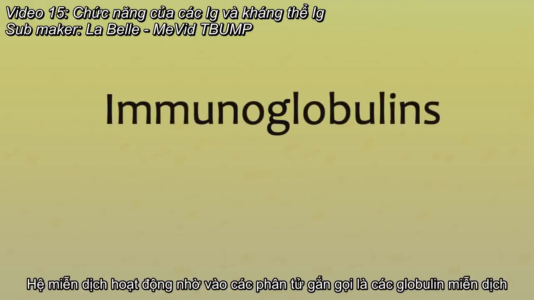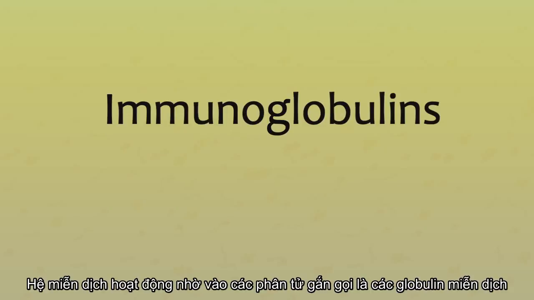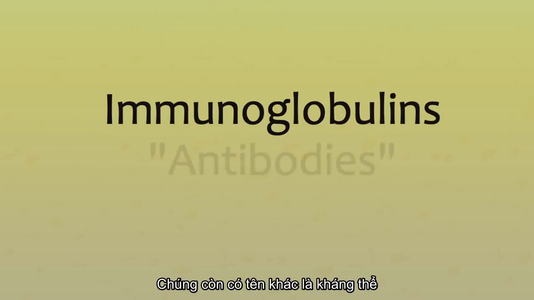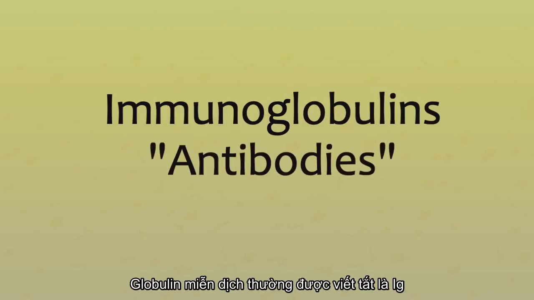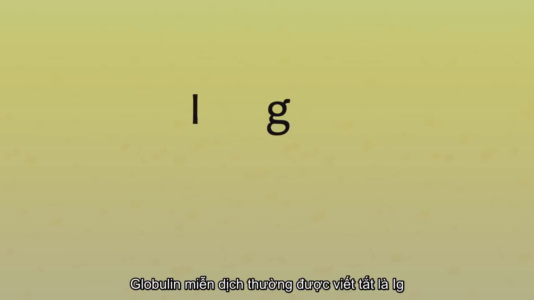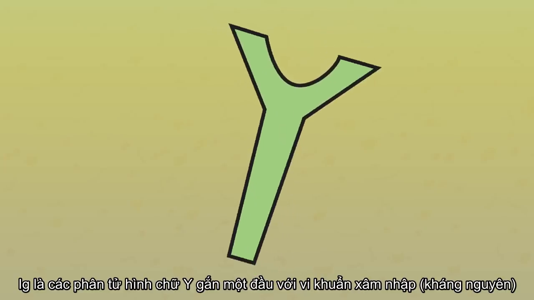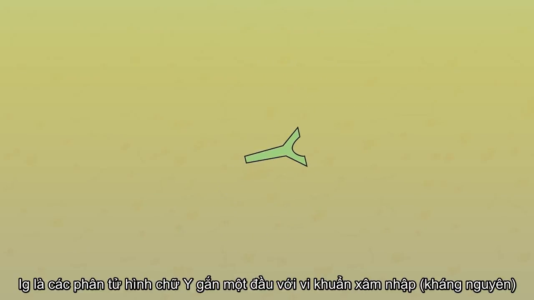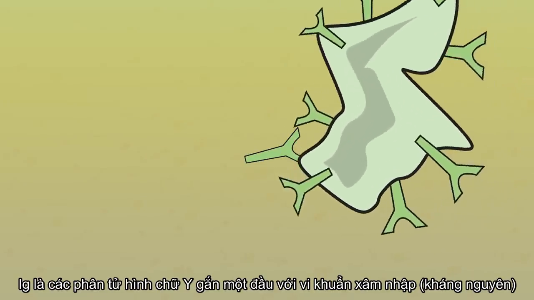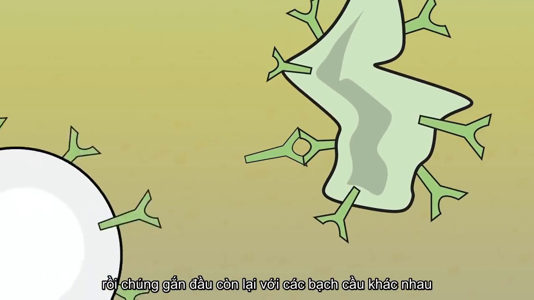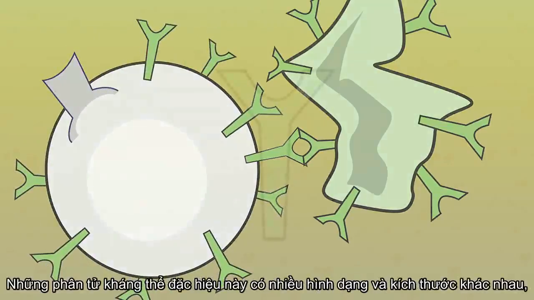The immune system depends on special binding molecules called immunoglobulins. These are also known as antibodies. Immunoglobulins are often referred to in shorthand as simply Ig. Igs are Y-shaped molecules which connect on one end to an invading microbe, which is known as an antigen, and then they connect on the other end to bind with various white cells.